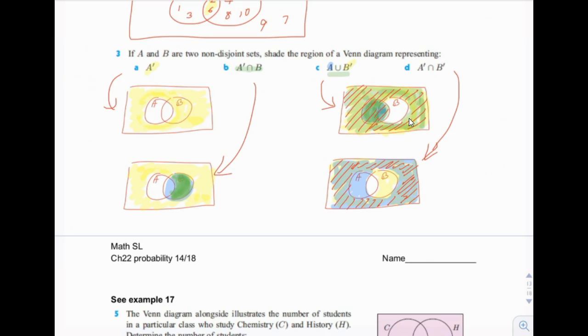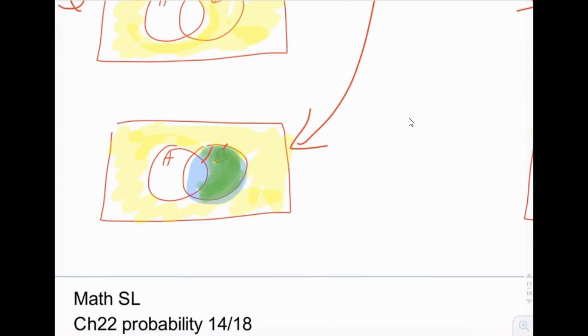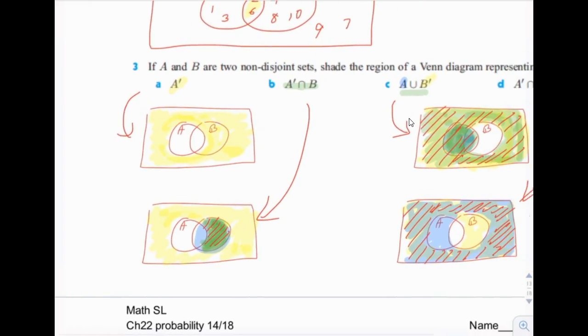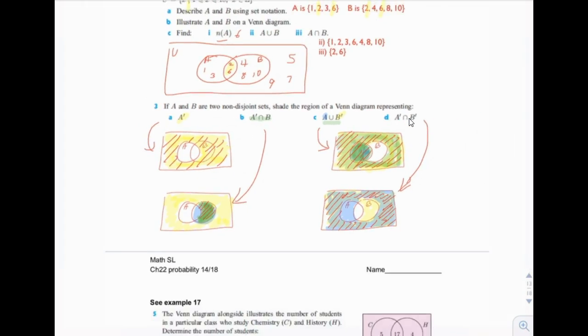Okay? I'm going to just color this in just so you understand which part is that one. A dashed is that part. Okay? Alright.